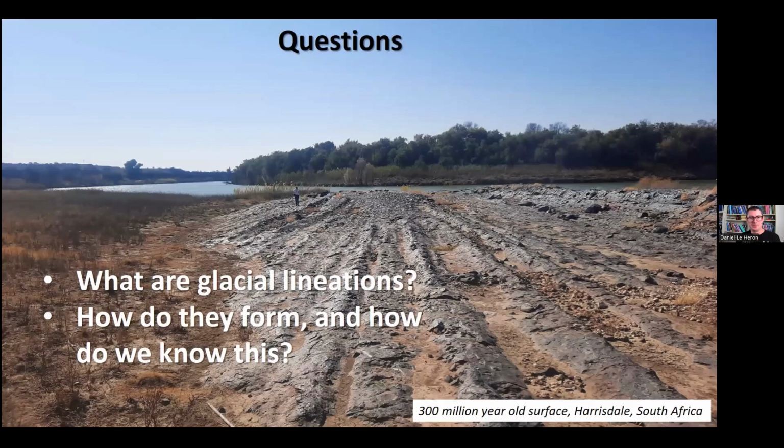Right, so let's strip it all back. We can go to this wonderful outcrop here in South Africa. It's 300 million years old, and it's only appeared because the river has receded to a low level when we were there and exposed this wonderful surface. There are these linear features, but the question is, how do they form? And how do we know that they form in a particular way? Do they tell us anything about the conditions at the base of a glacier?